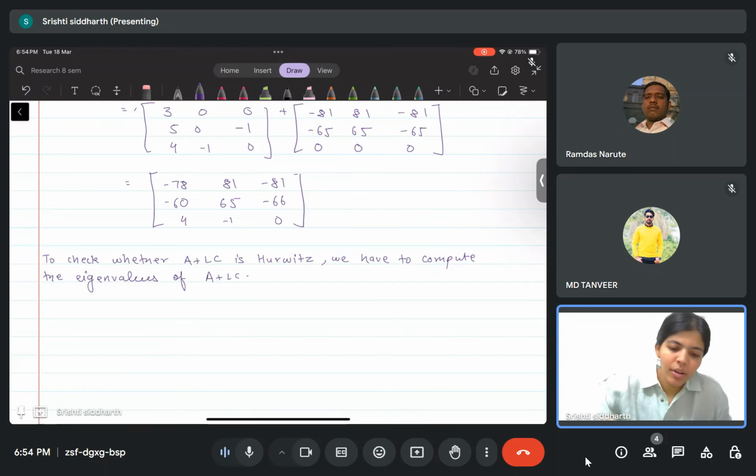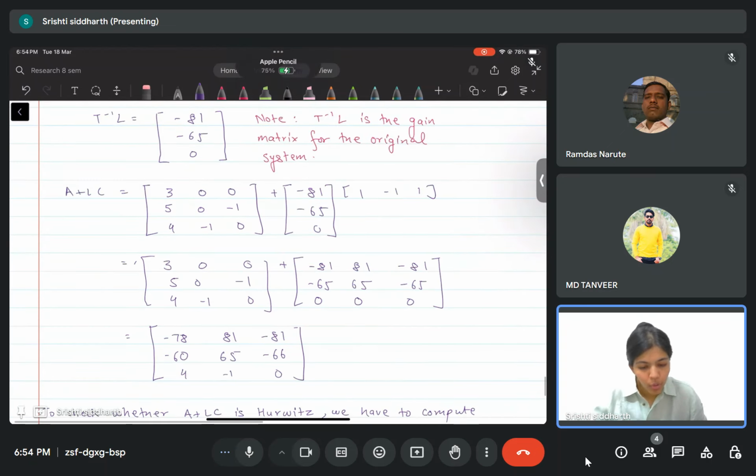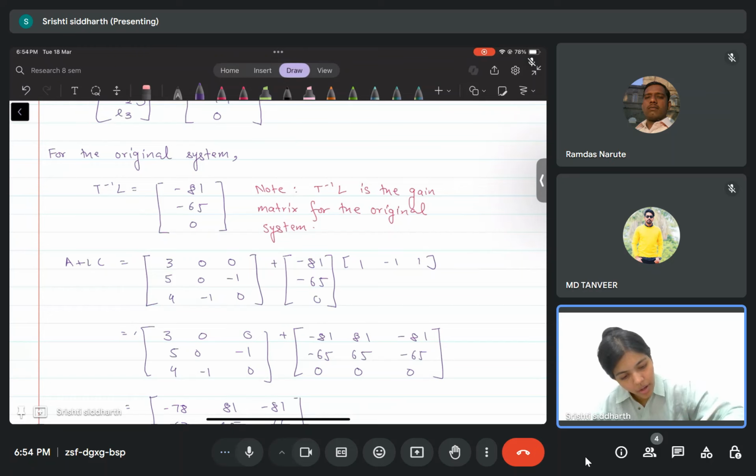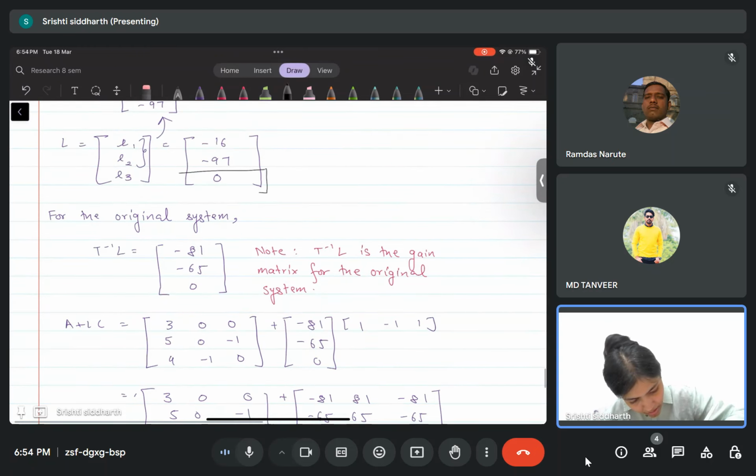So if the eigenvalues of A plus LC lie in the left half plane, then you're done. If not, then you'll have to choose a different value for this last entry L3 and then repeat the procedure from here.